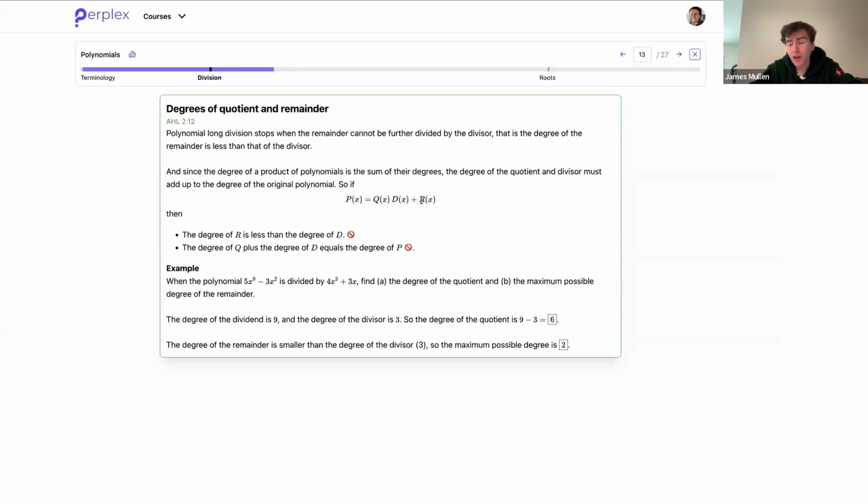And the remainder is what we have when we stop the polynomial division, which means that we have a degree that's less than the divisor. We don't know if it's 1 less or 2 less, because sometimes we're going to have no remainder, we're going to have perfect division.